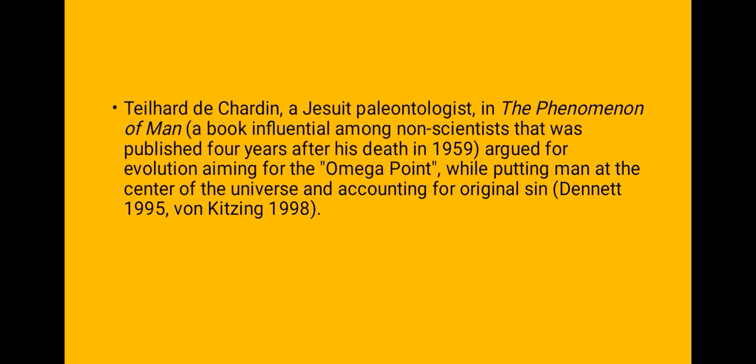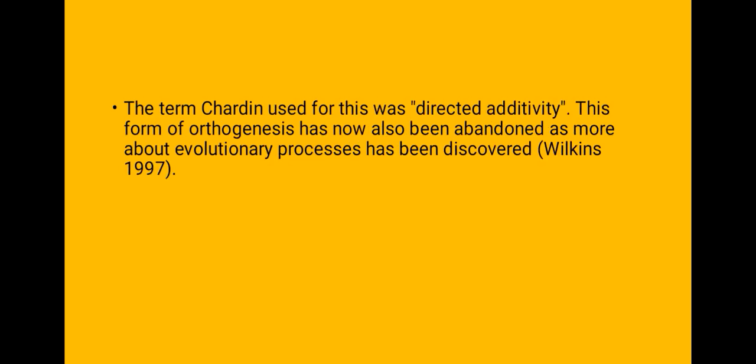Teilhard de Chardin was a Jesuit paleontologist. The Phenomenon of Man, a book influential among non-scientists that was published four years after his death in 1959, argued for evolution aiming for the omega point, while putting man at the center of the universe and accounting for original sin. The term Chardin used for this was directed orthogenesis. This form of orthogenesis has also been abandoned as more about evolutionary processes has been discovered.